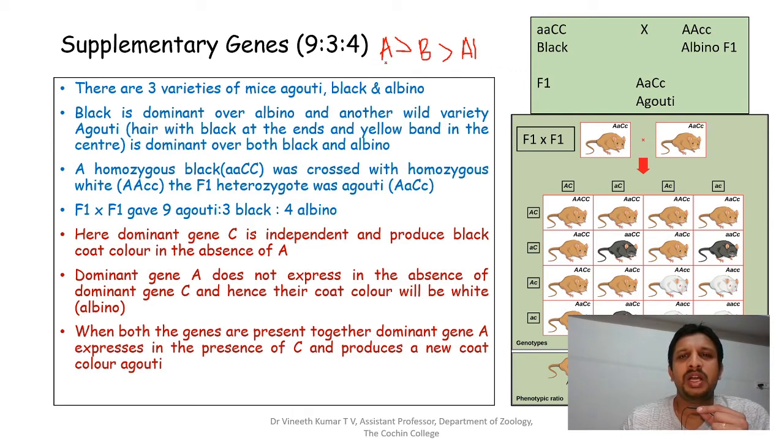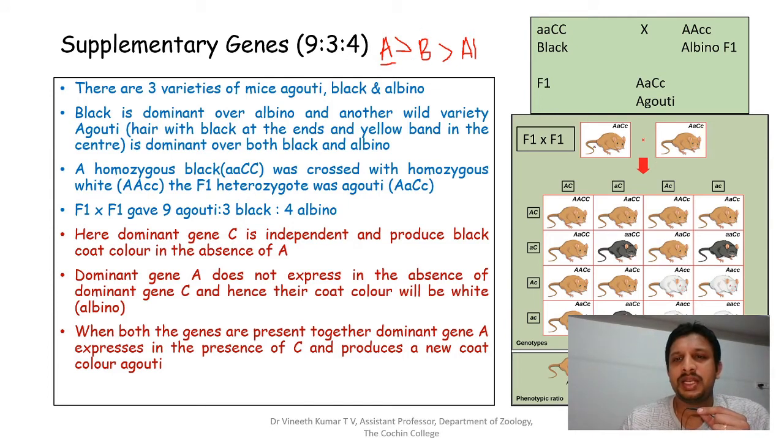So these both are considered to be wild type, and the agouti is found to be dominant over black. Dominant in the sense that most of the individuals will have this agouti coat color, and that's why this is considered to be dominant over black.